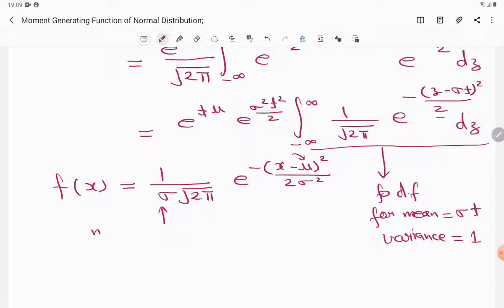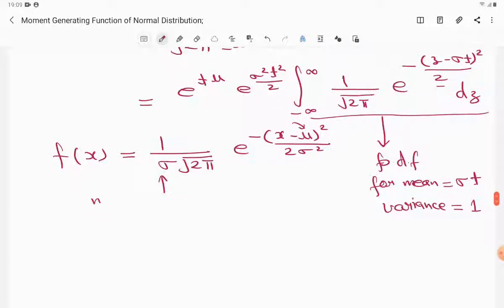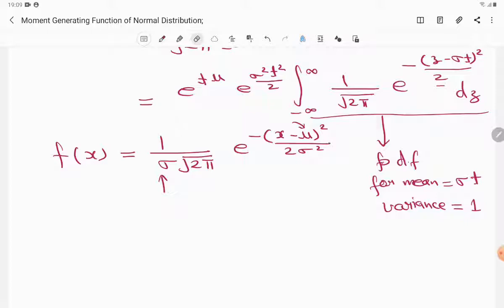So you can see that for variance 1 and sigma t, whatever you have inside is nothing but the PDF of a normal distribution, because whatever you have inside the integration is the PDF of a normal distribution, and you are integrating between minus infinity to plus infinity. So as per the property of the probability density function, this integration will eventually become 1, and therefore what you have eventually is this.